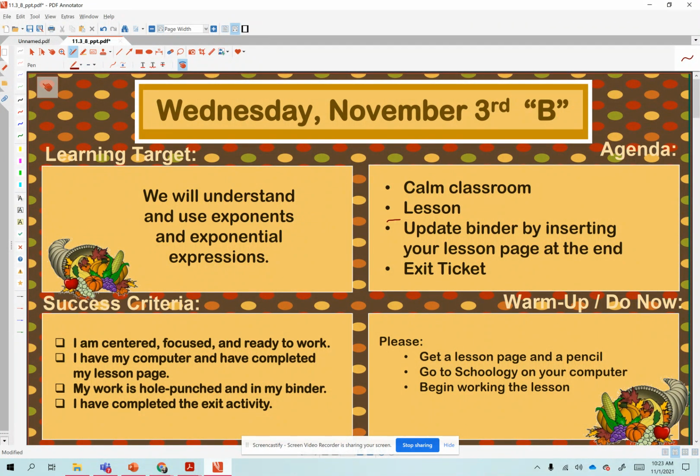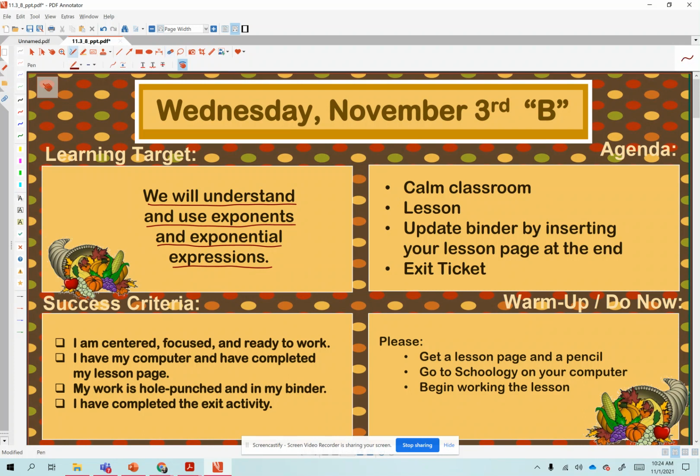It is a B day, and we're going to continue with what we started, which is we will understand and use exponents and exponential expressions. So you started that already, and you've been working pretty hard on that, which I appreciate.